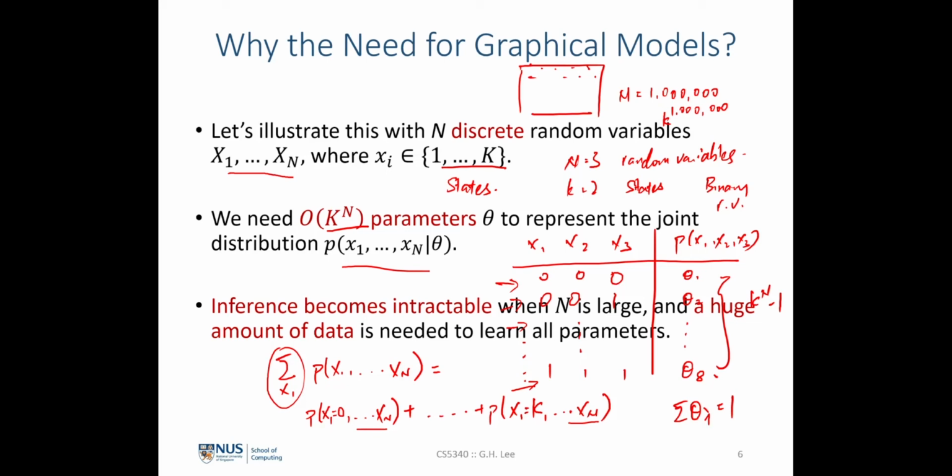Another problem here would be that a huge amount of data would be needed to learn all the parameters. That's because in this particular table, we would have altogether k to the power of n minus 1 parameters. So in order to fit this joint probability distribution to what we have observed in the data, we'll need a large amount of data to make sure that fitting the parameters in the joint distribution table goes well.